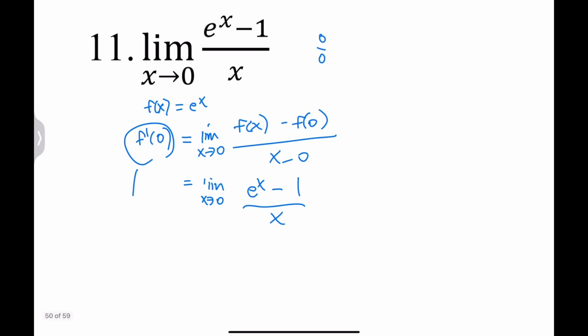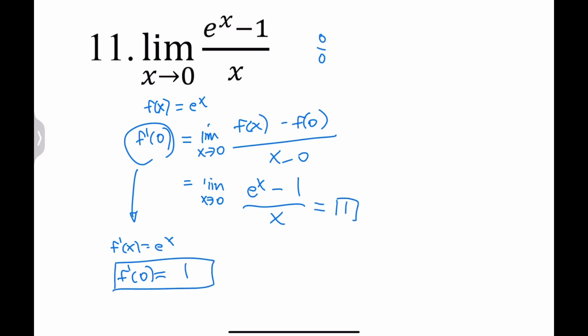So f of x is equal to e to the x, so f prime 0 is going to be 1. So our answer is actually going to be 1.